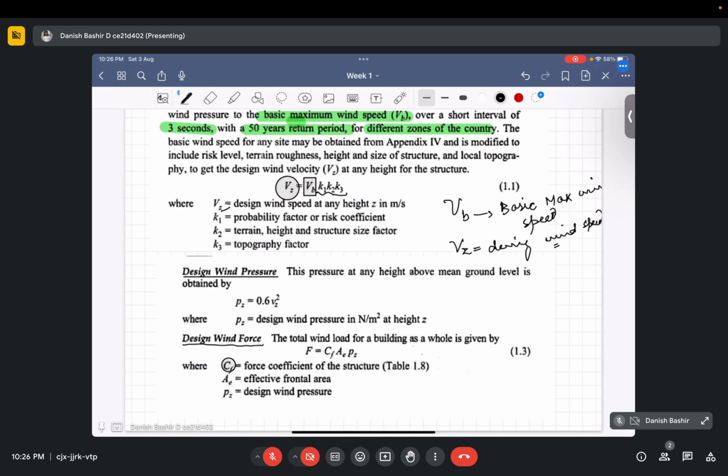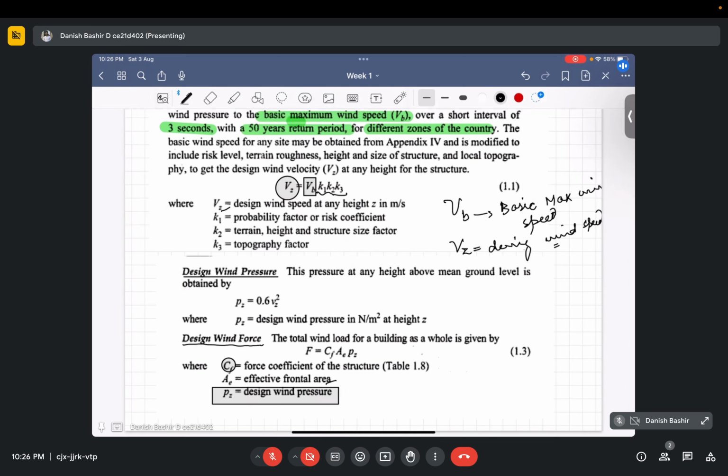That's the force coefficient for the structure, and it is given in the code IS 875. If you want to look for the different coefficients for different buildings, you can refer to it. A is the effective frontal area, that is the effective area of our structure on which the wind is striking, and PZ is the design wind pressure that we already calculated, and that is given by 0.6 of VZ square.